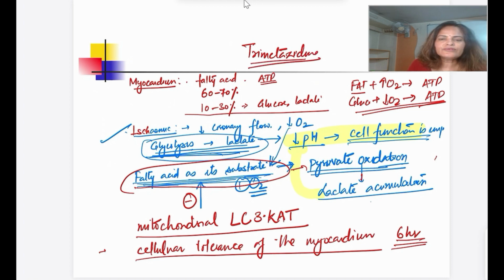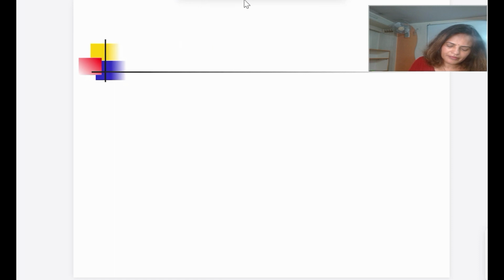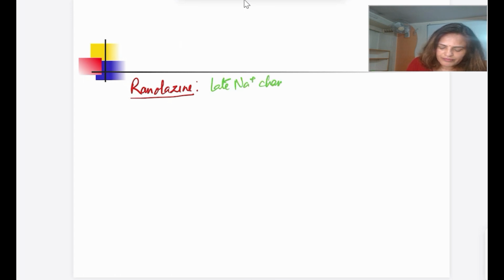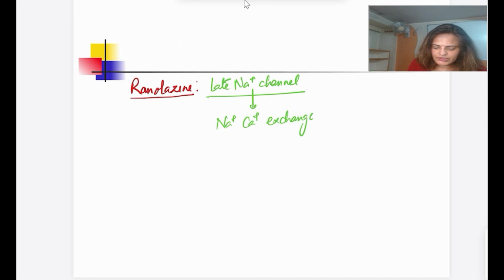Now coming to the second drug, that is ranolazine. It is going to inhibit the late sodium channel. So by inhibiting this, what it is going to do is inhibit the sodium calcium exchanger. Okay, it inhibits this.